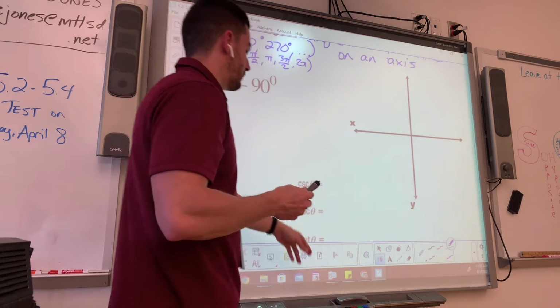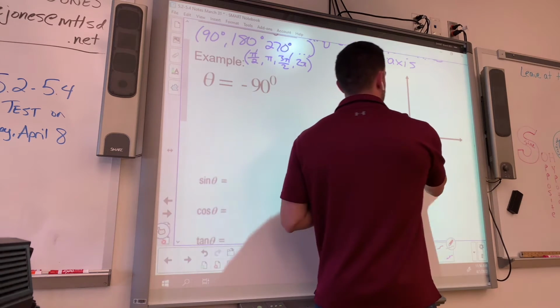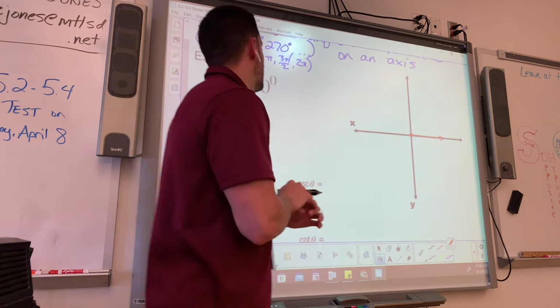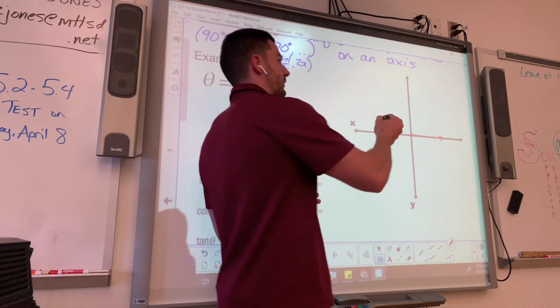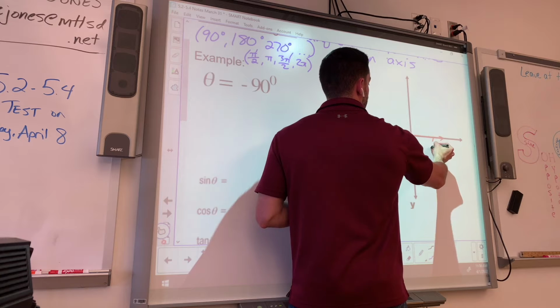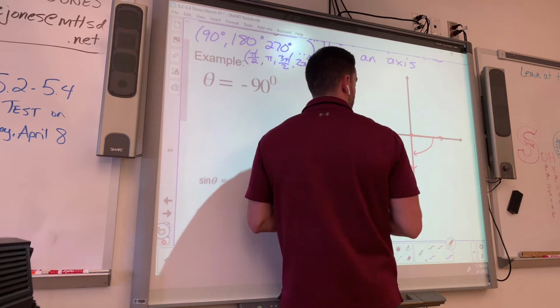So what would a negative 90 degree angle look like? Just like we did a couple sections ago, if I'm graphing a negative 90 degree angle, what would that look like? Positive x to negative y, yes, on the axis. That's awesome. Going clockwise, a clockwise negative angle, right?